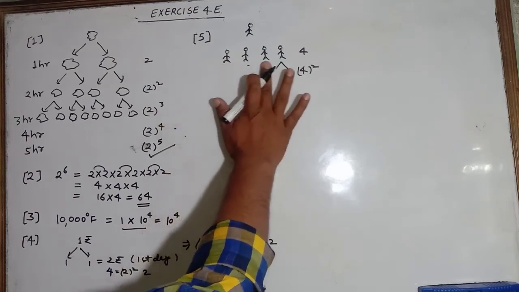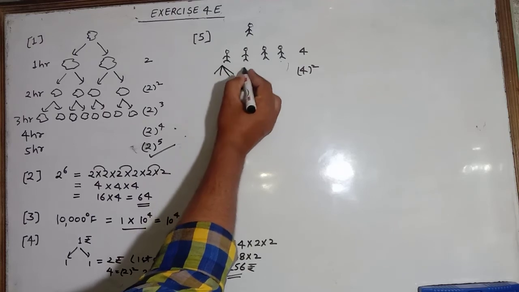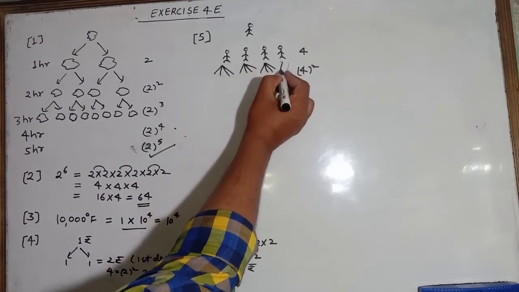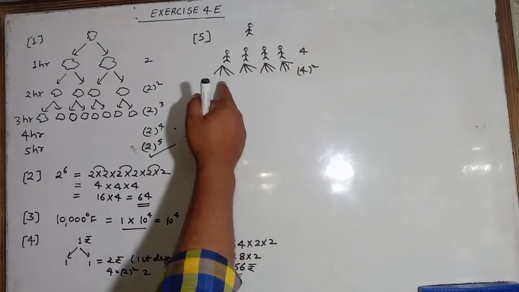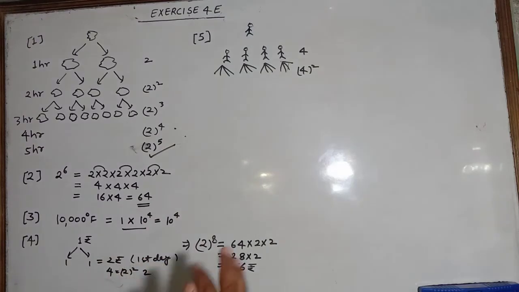Each of them will be contacted to 4 people. 1 2 3 4, 1 2 3 4, like this. 1 2 3 4 and 1 2 3 4. How many are there? 4 fours are 16. So 4 to the power 2, we can write 4 fours are 16.